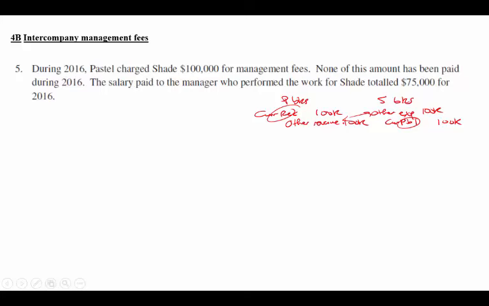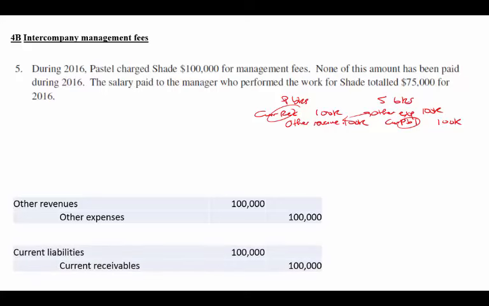Now the net effect on consolidated net income is 0, but with these entries recorded and us not doing anything about them, our revenue is $100,000 too high and our expenses are too high. So both are overstated. So our first entry will be to eliminate that revenue and expense, and our second entry will be to eliminate the current liabilities and current receivables.